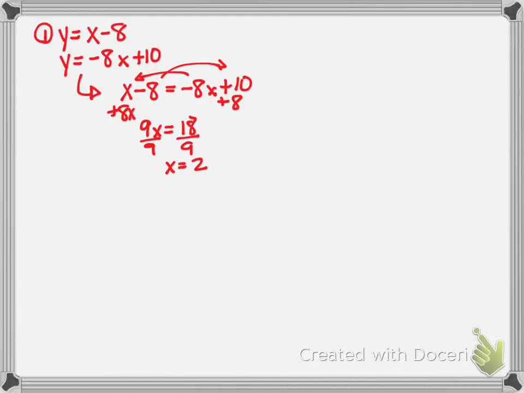Okay, so remember that when we have x equals 9, we're going to substitute it back up into one of the other equations. I'm going to choose the top one, and I'm going to say y equals 9 minus 8. And so then 9 minus 8 is 1. So then the point of intersection for these two is 9, 1.